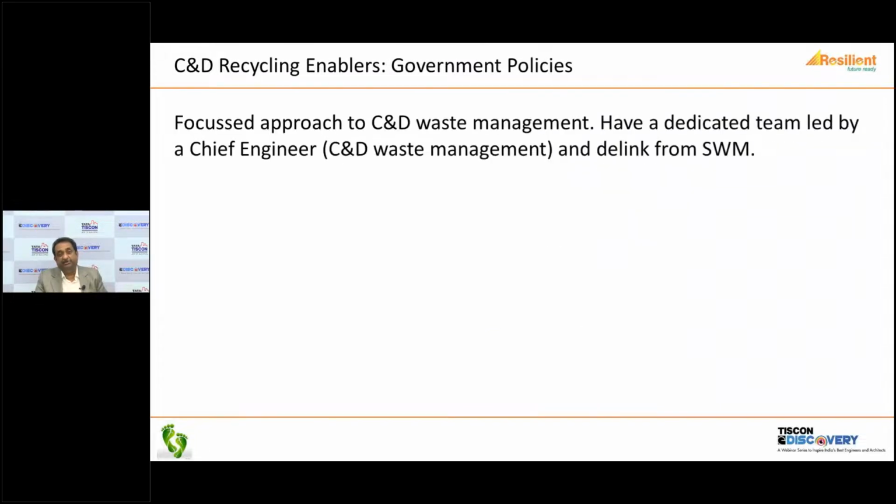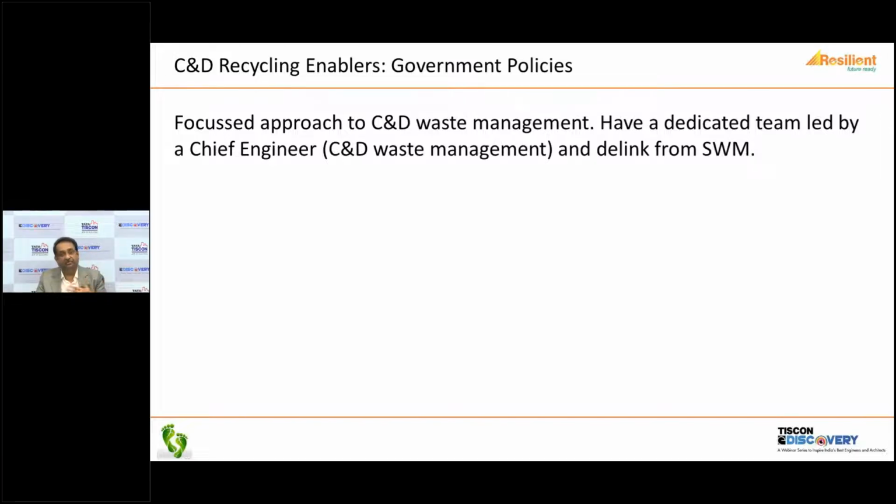C&D waste management today is a part of the solid waste management of the urban local bodies. Now we need to have a dedicated team, and we need to have a chief engineer for the C&D waste management, dealing with this separately from solid waste management. Then only we get the right focus, because solid waste and C&D are two different things. It needs to be approached that way.